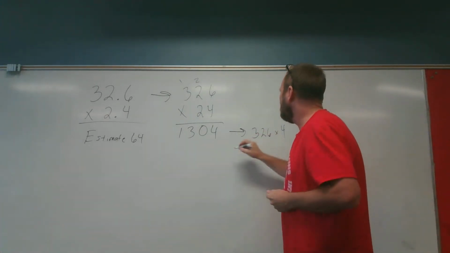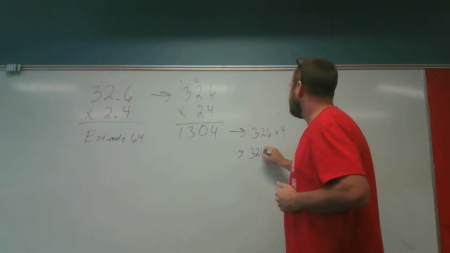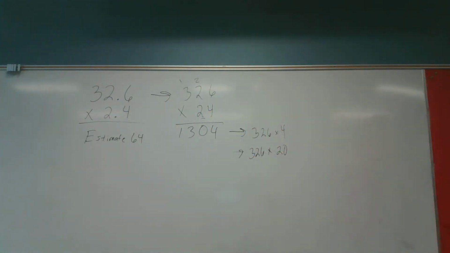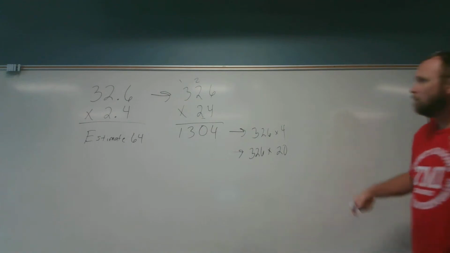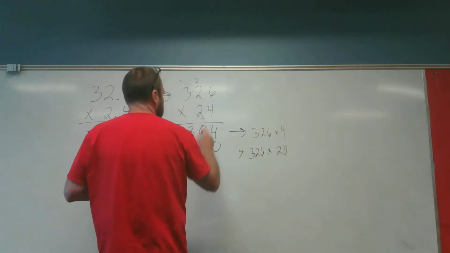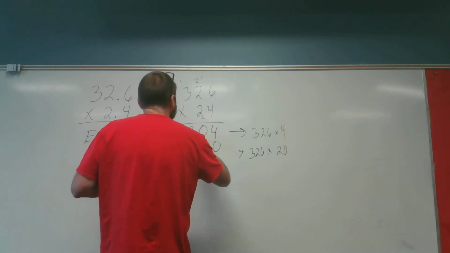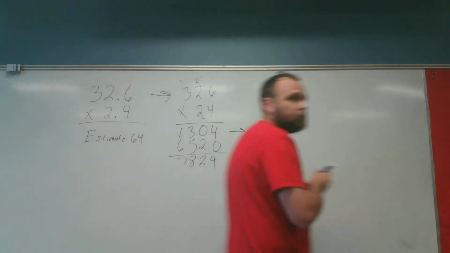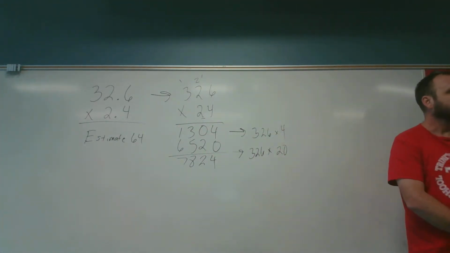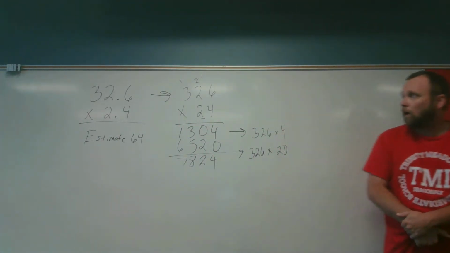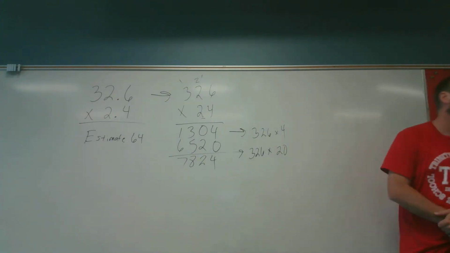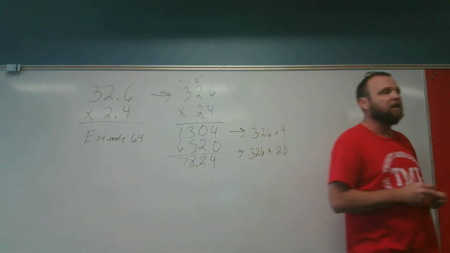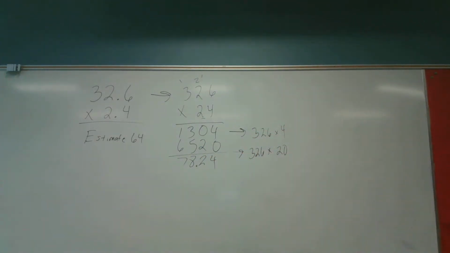And then we're going to do 326 times 20, because that's 2 in the tens place. 2 tens is the value of 20. And since Chase hasn't done that, it was 12,428... 7. Yep. How many numbers are behind the decimal point in my problem, Chase? 2. Has to be 2 behind it in the answer. So you should have gotten 78 and 24 hundredths if Chase and I did our math correct.